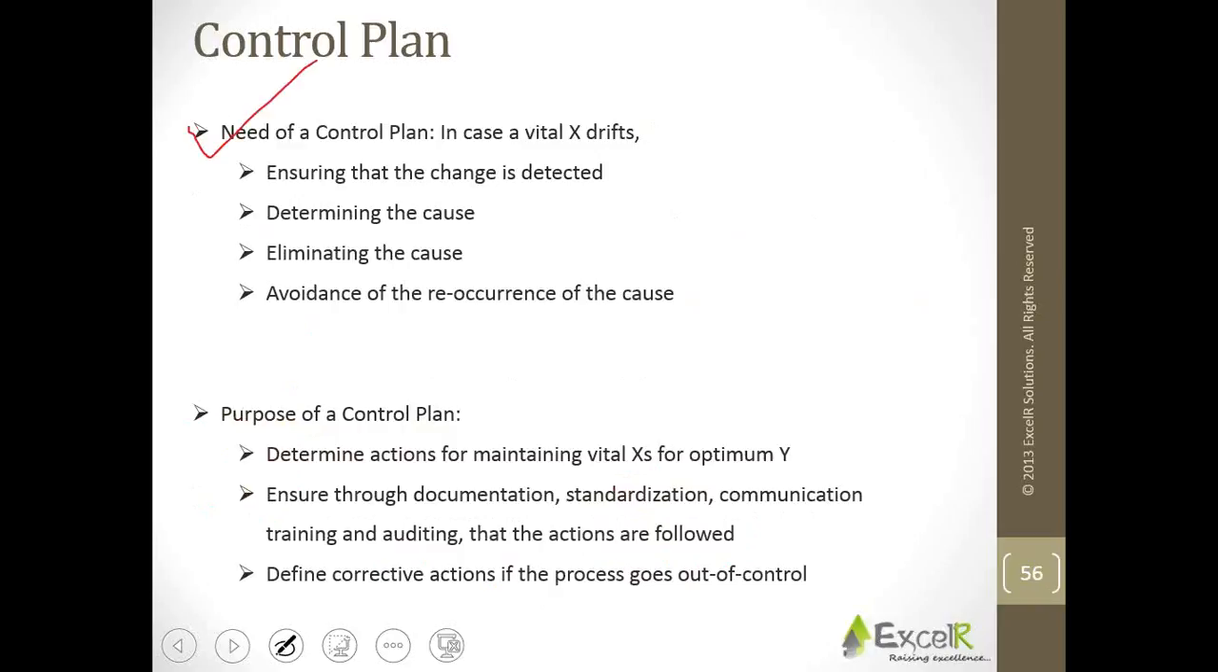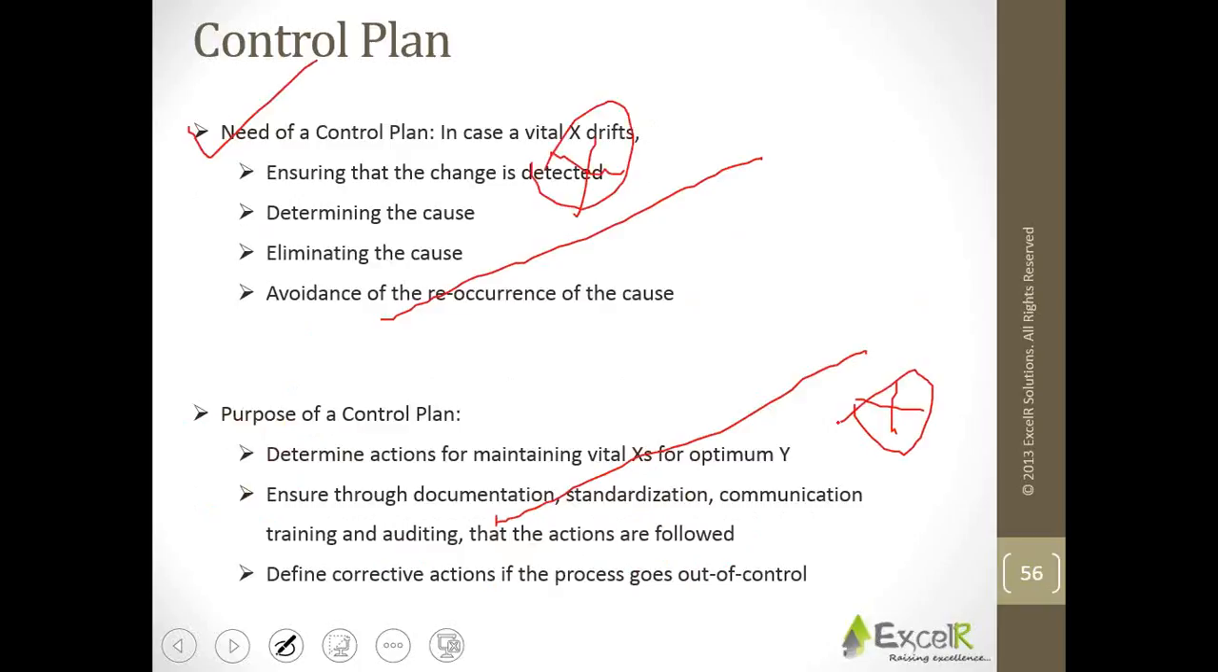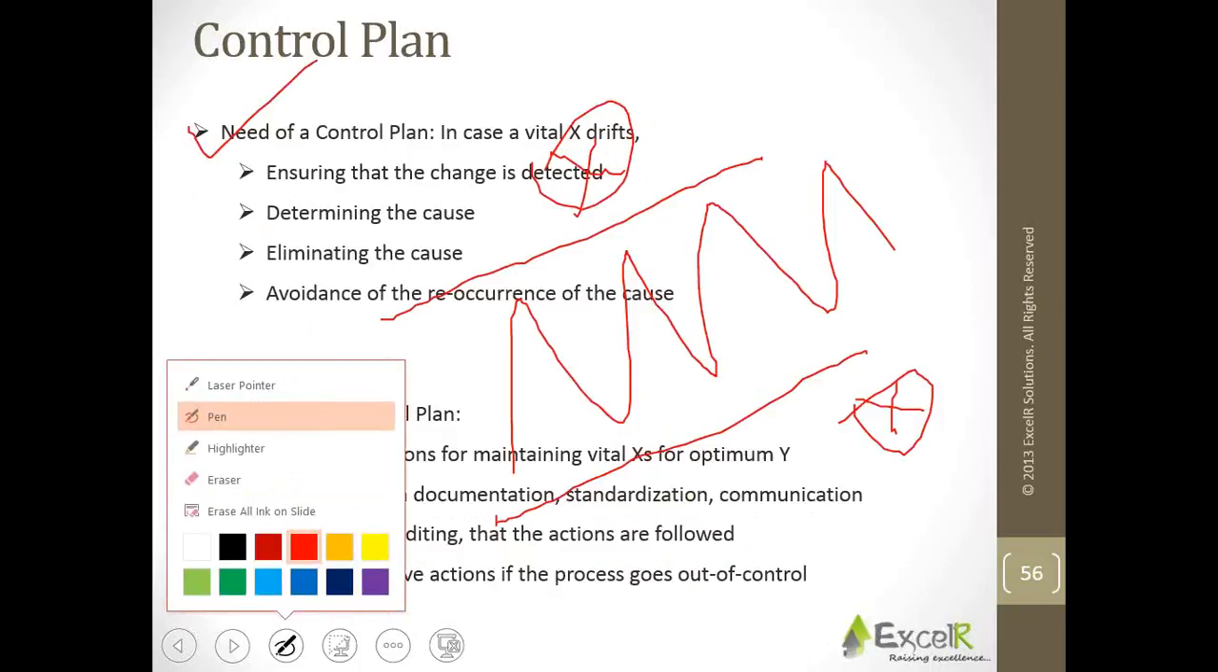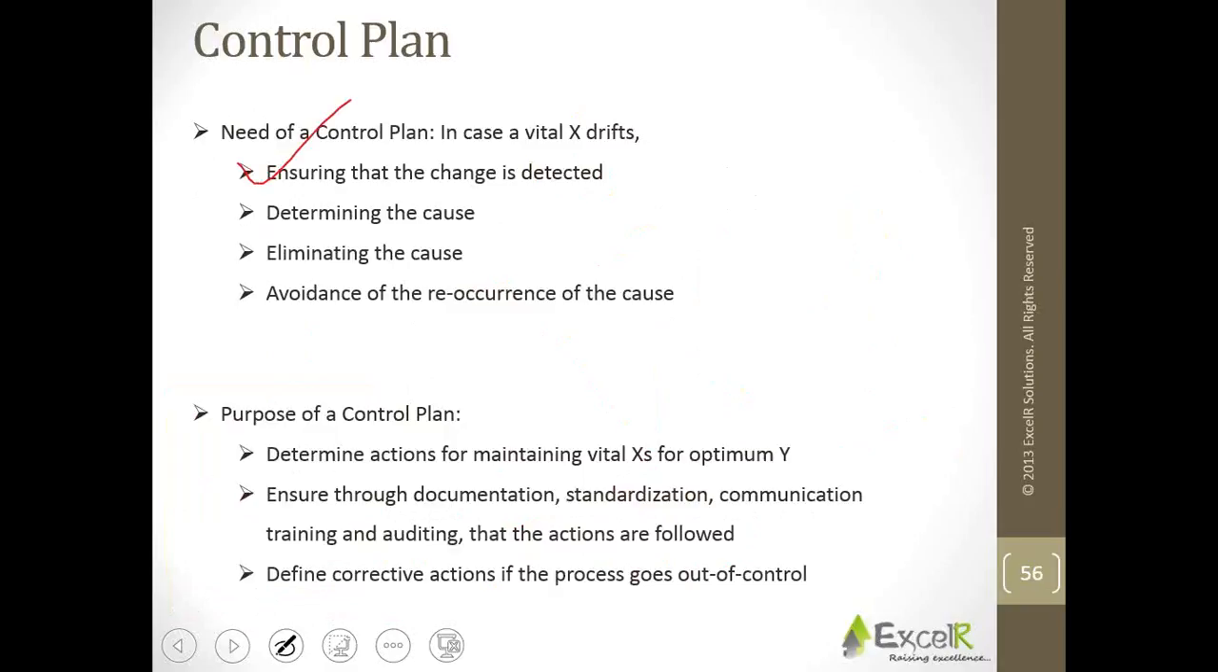Need of a control plan in case of vital X drifts. What do you mean by vital X drifts? There is a vital X, very critical X. Drifts means it might either be an outlier or you might see a specific pattern to the data, etc. So what do you do if that happens? You ensure that the change is detected. Your control chart will help you detect such kind of drift in the vital X.